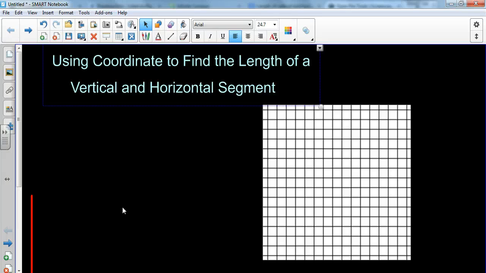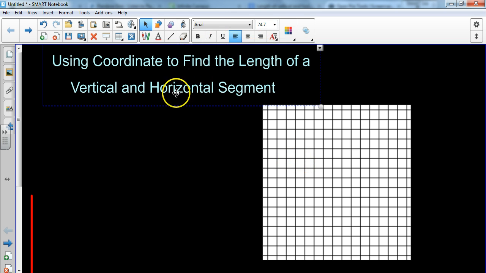Okay, we're going to talk about how you find the length of a segment on a coordinate plane. I'm going to show you how we can use the coordinates. Just based off of coordinates, we can find out how long a segment is using a little formula. But before we get to the formula, let me just show you some concepts here.